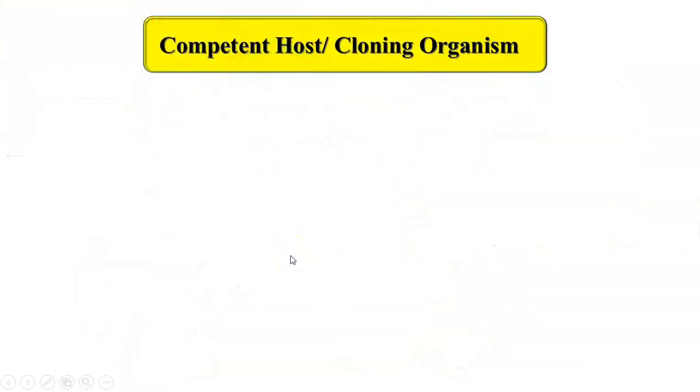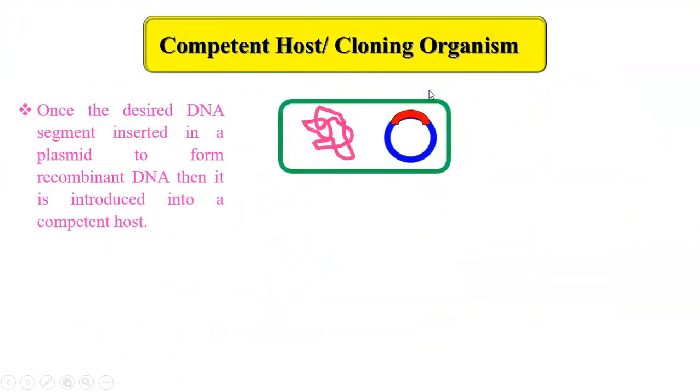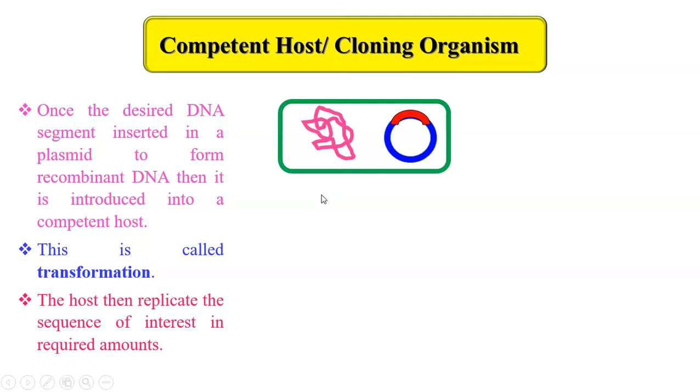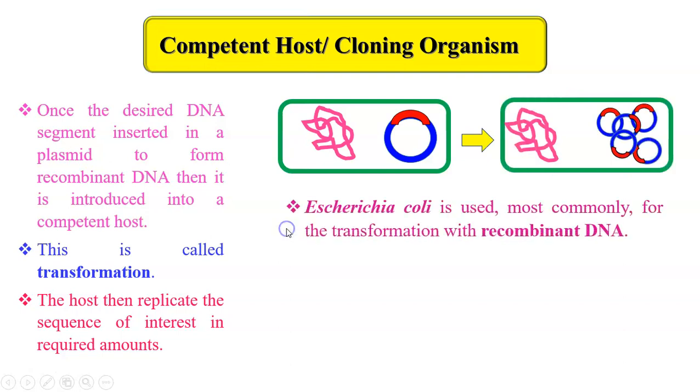The competent host or cloning organism is another biological tool, where once the desired DNA segment is inserted in the plasmid and forms the recombinant DNA, then we want multiple copies of it. For that reason, it is introduced into a competent host. Once the competent host accepts it, it is said to be transformed. The process is called transformation. The host then replicates the sequence of interest in the required amount.